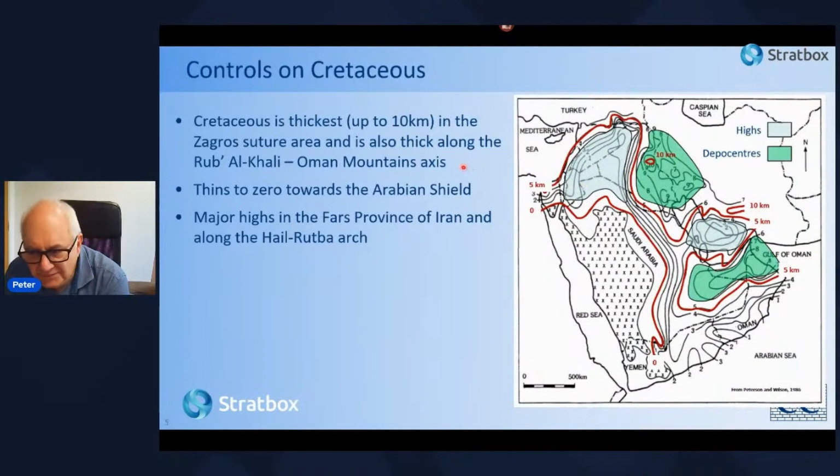If we look at the overall controls on Cretaceous deposition, this is an overall isopach of the Cretaceous, and the thickest Cretaceous is along the Zagros Suture, up to 10 kilometers thick locally, and also along the Rub al Khali Oman mountain axis, and it thins to zero by onlap against the Arabian Shield. And there are also major depositional highs controlled by underlying basement structure in the Fars province of Iran and along the Hail Rutba arch in northern Iraq.